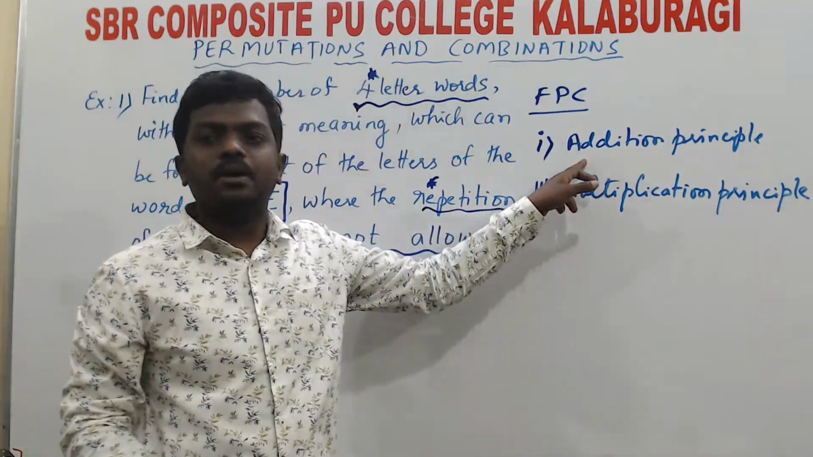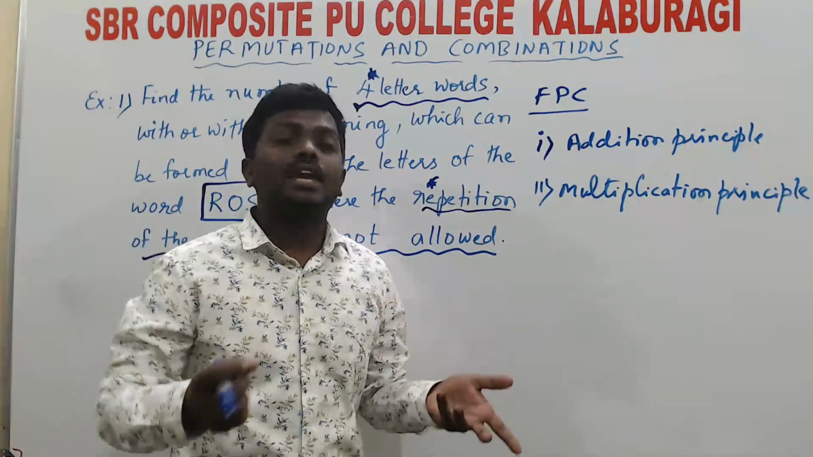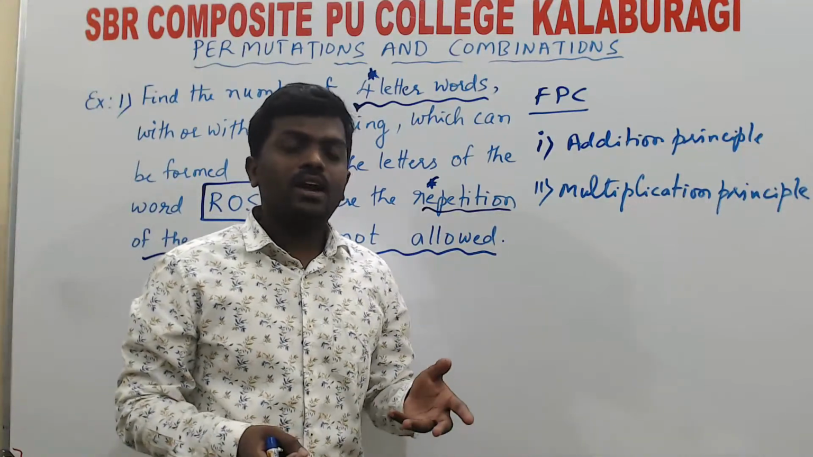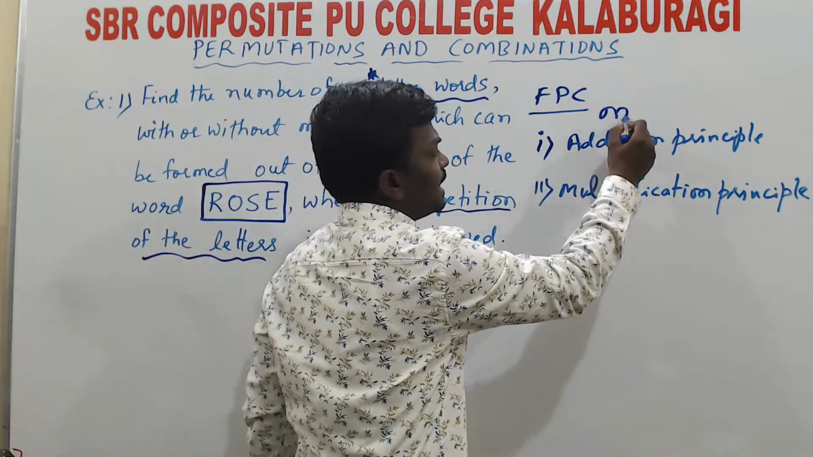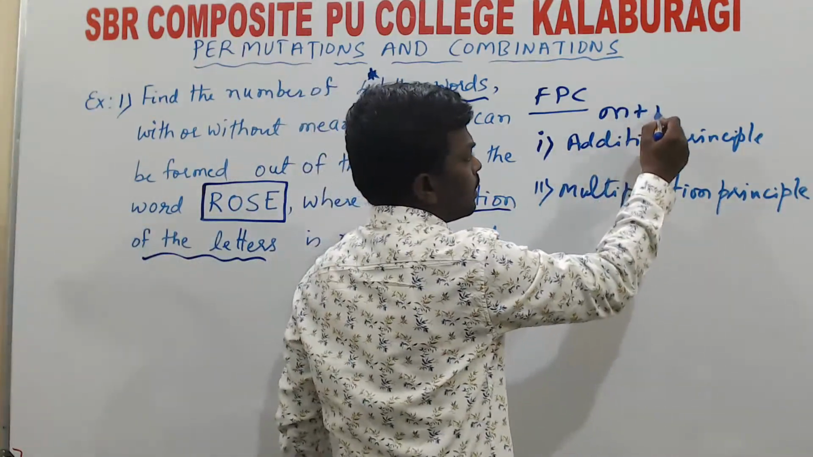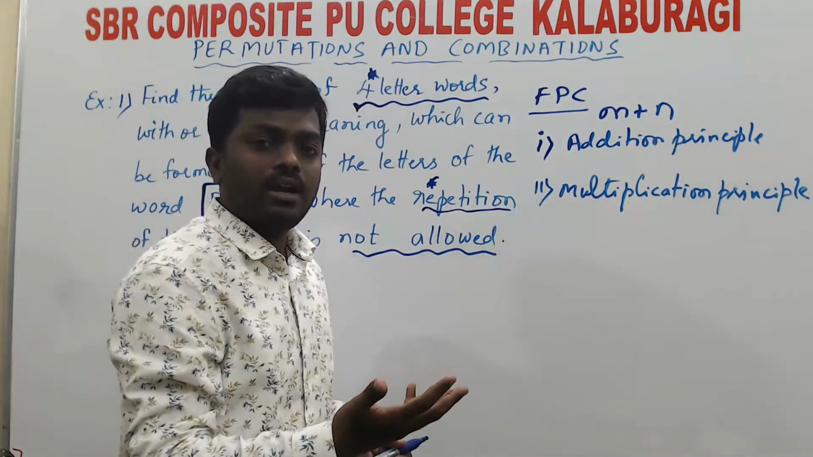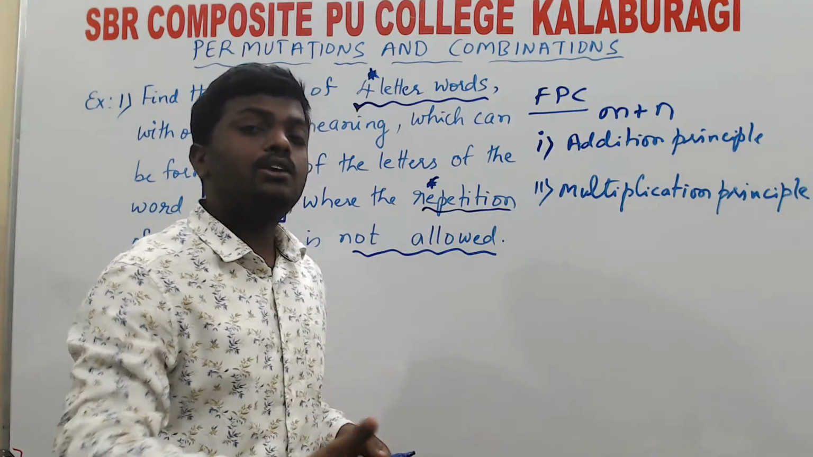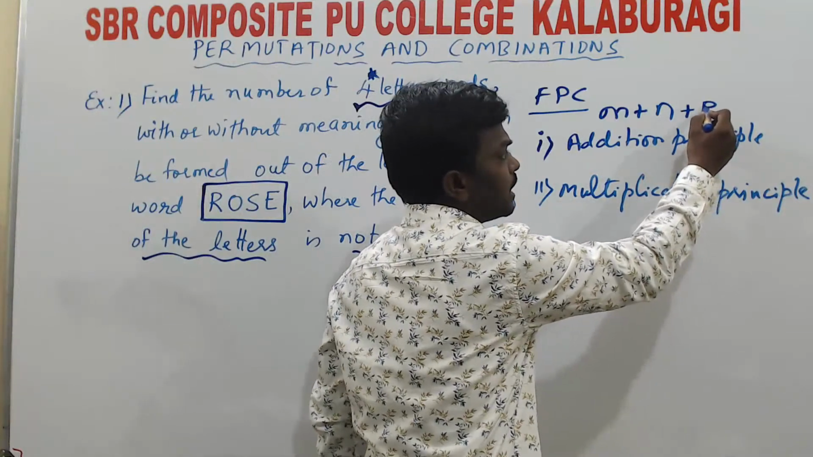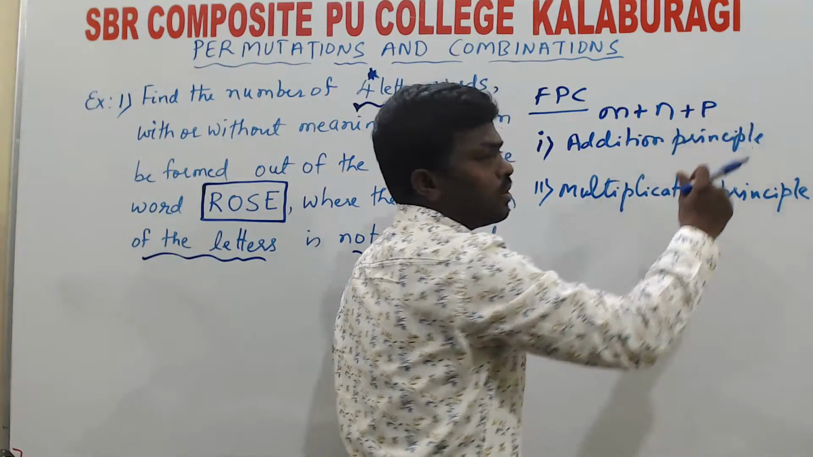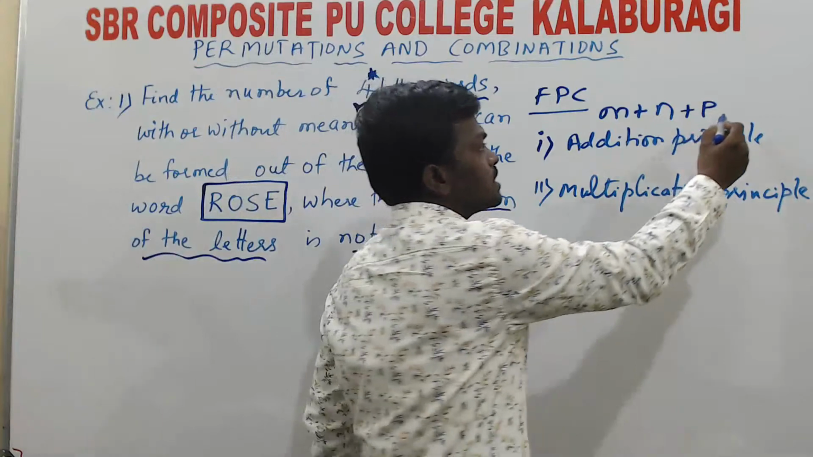In the addition principle, we have understood that the events will occur independent of each other, so one event is not depending upon the other event. It's nothing but m plus n ways. What if there is one more event and it is also occurring independent of the other two? Then, in general, I'm writing m plus n plus p. It depends upon the number of events given to us. If there are four events, plus another event.